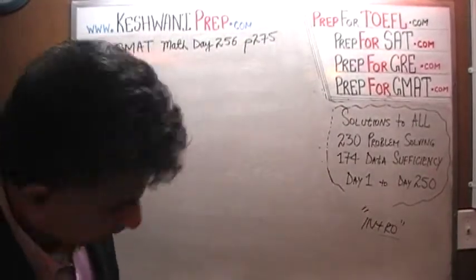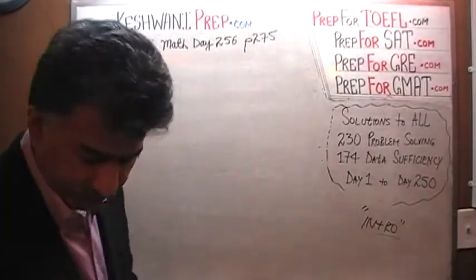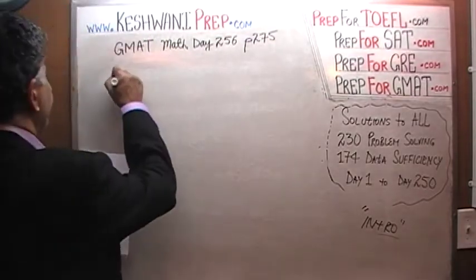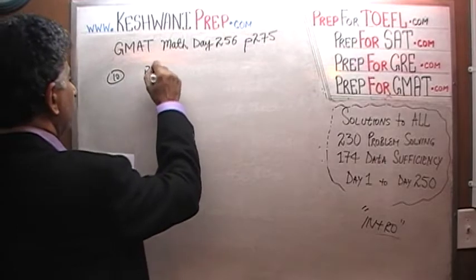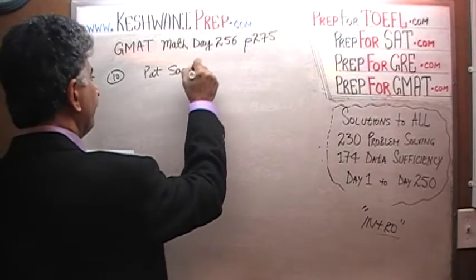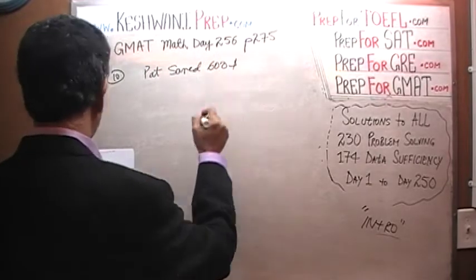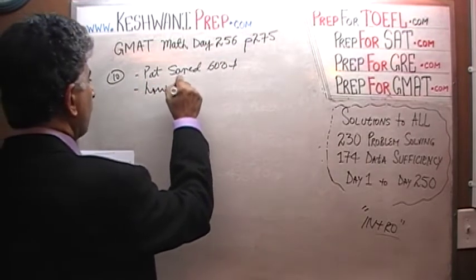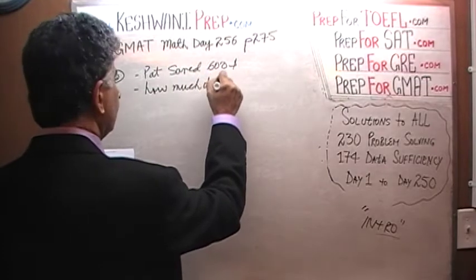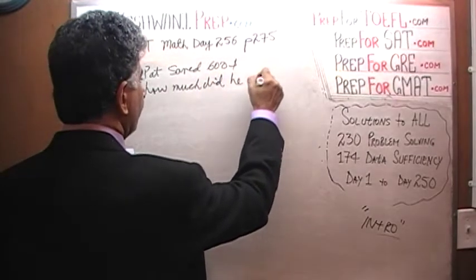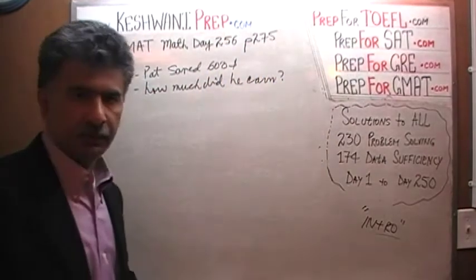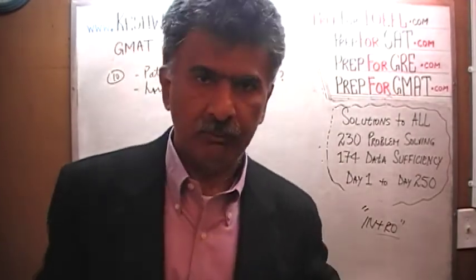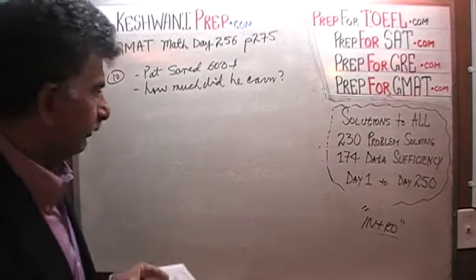Problem number 10 is what we are about to solve. In problem 10 we are told Pat saved $600 of his income last month. Question is, how much did he earn? We are told that he saved $600 last month of his income. Question is, what was his income? What was his earning? Let's see what they tell us.